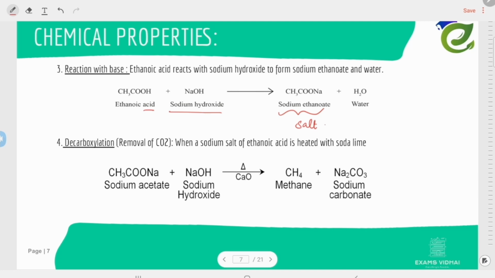Decarboxylation. What is decarboxylation? De means removal, and carboxylation. Decarboxylation means removal of carbon dioxide. When a sodium salt of ethanoic acid is heated with soda lime, which is CaO, that is, sodium acetate is heated with sodium hydroxide in the presence of soda lime, we get methane and sodium carbonate.